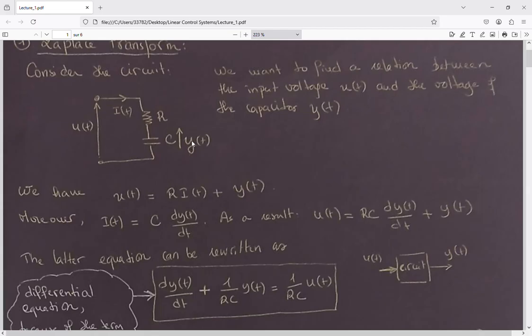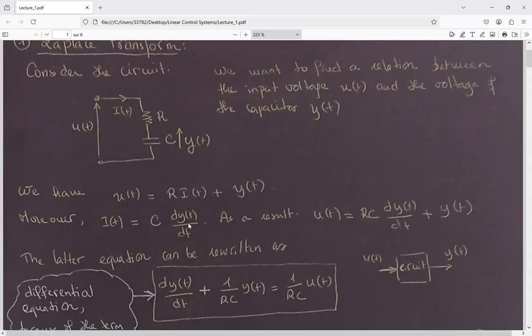So we first apply the Kirchhoff voltage law. We obtain U of t is equal to the voltage across the resistor, R times I of t, plus the voltage across the capacitor. Then we know that the current through the capacitor is equal to the capacitance times the derivative of the voltage through the capacitor, so dy over dt.